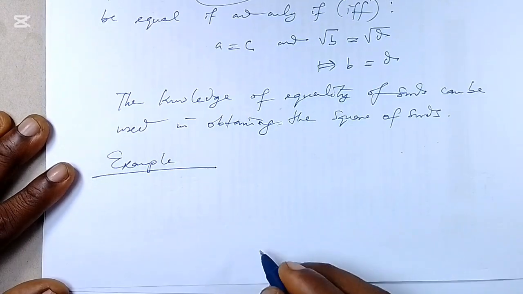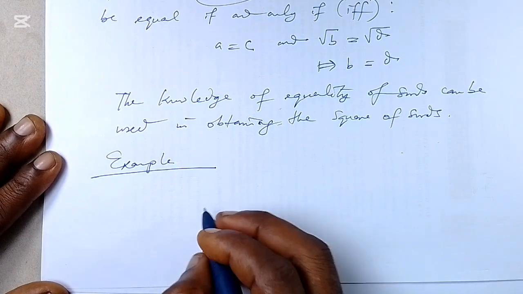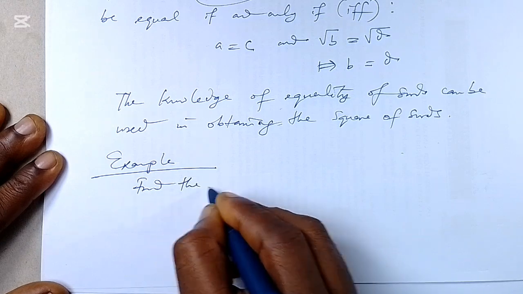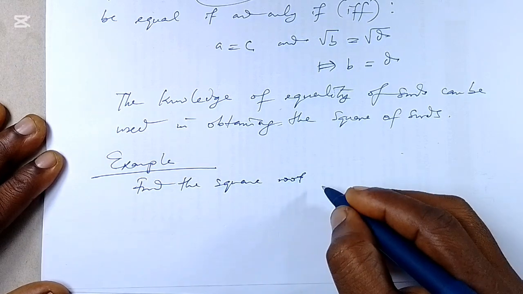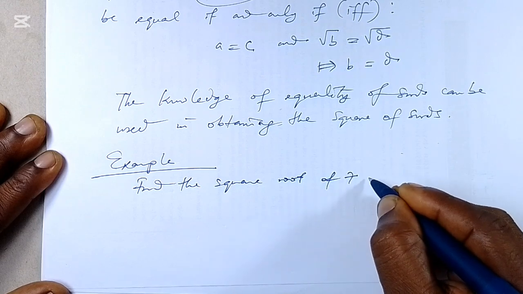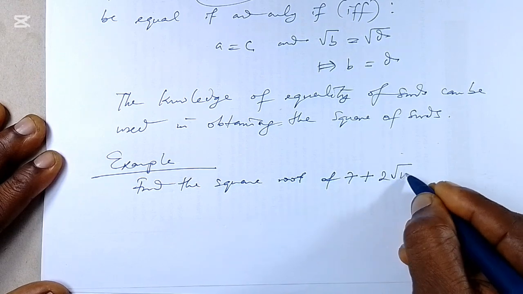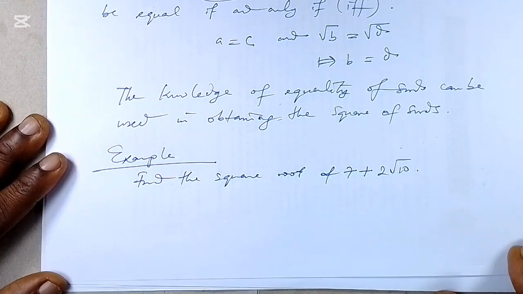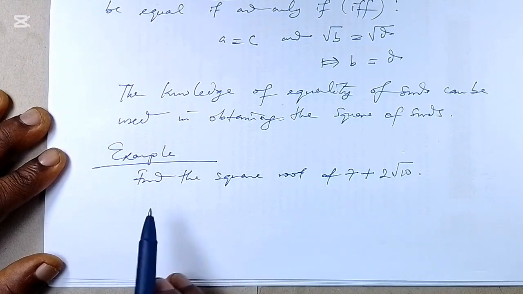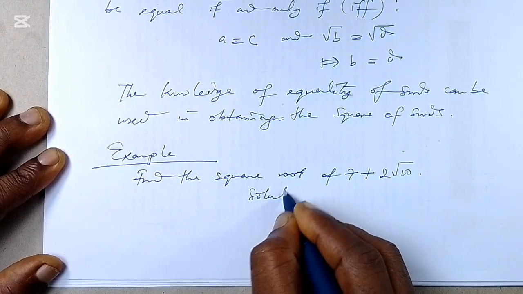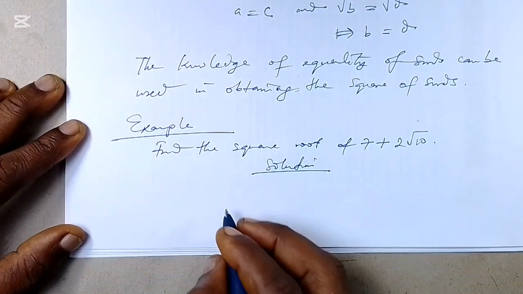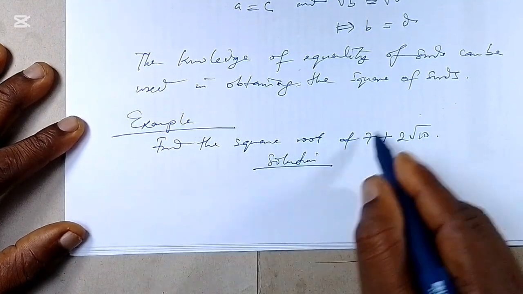So come with me. Let's assume that an example is given to you to find the square root of a surd, 7 plus 2 root 10. If you are given this kind of problem to solve, what do you do? The solution is simple. All you have to do is to assume what the square root of this will be.